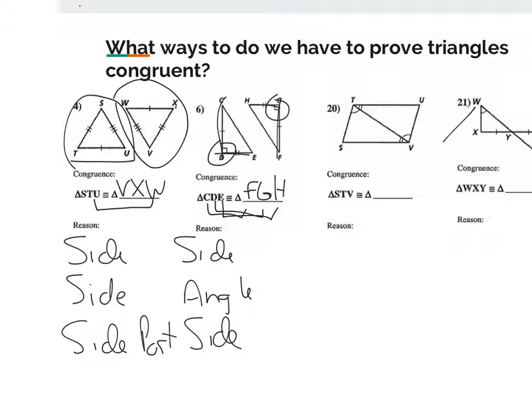So here, STV, S will match up with U. T here will not actually match up with the other T. T will match up with V. And V, this V, actually matches up with that T. And that's going to be angle, side, angle.